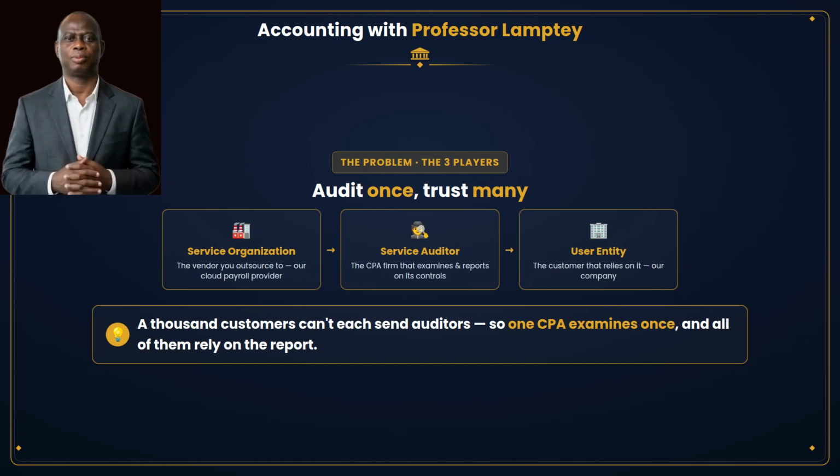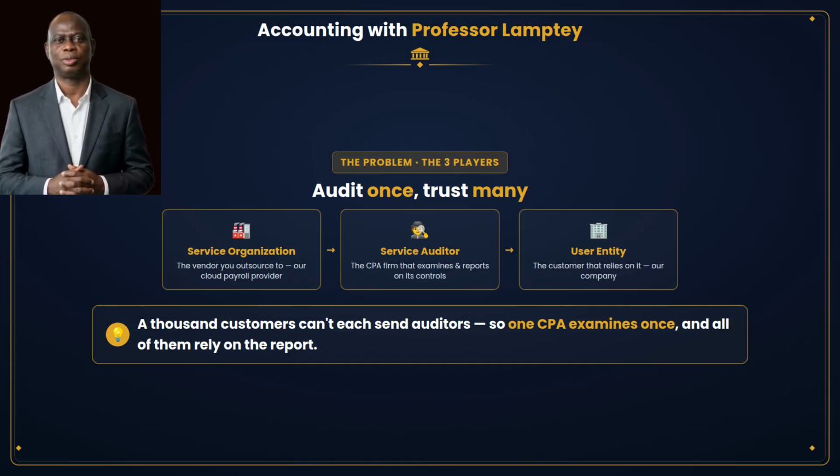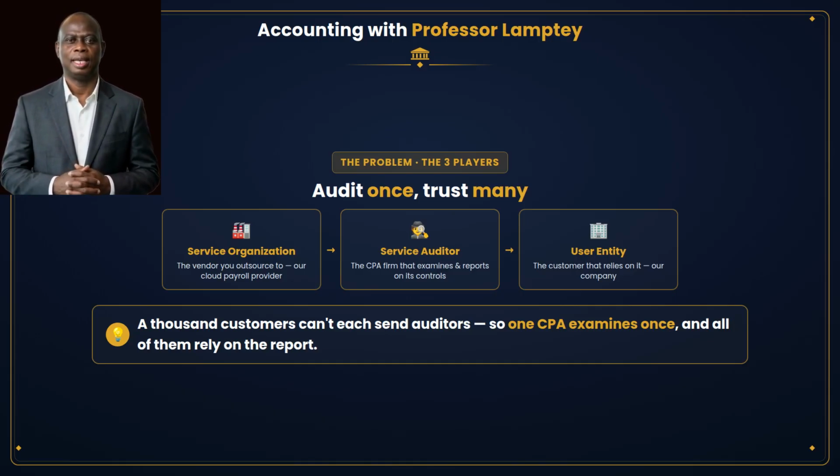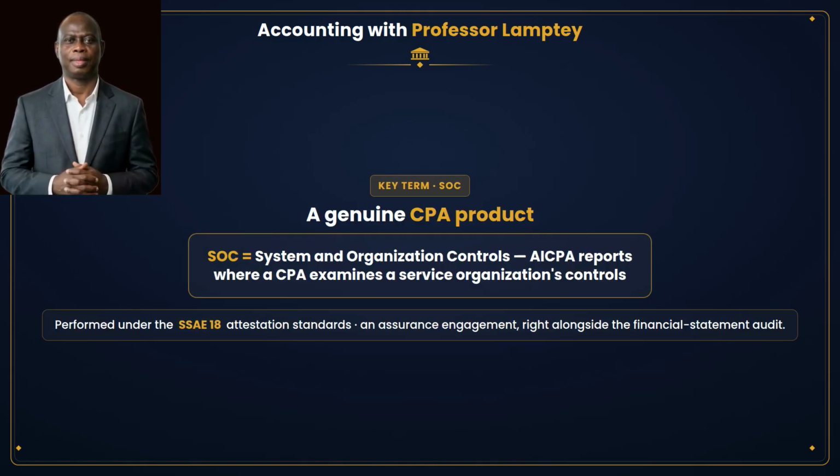Here's the problem. Our provider might serve 1,000 companies. 1,000 customers can't each send auditors to inspect it. That's chaos. So instead, one CPA examines the provider once and issues one trusted report that all 1,000 customers can rely on. That report is a SOC report. Audit once, trust many.